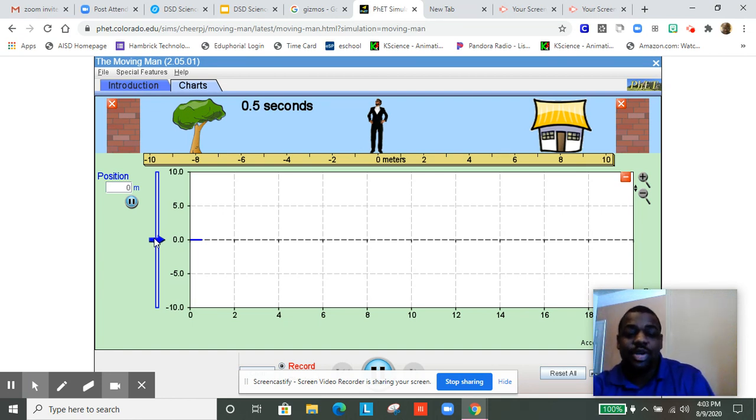You can tell your students to manipulate the man's movement by using the blue arrow. Okay, so let's say you want him to advance 5 meters. You can just hit the arrow up to 5 meters, and the man will start his movement to the 5 meter mark. Okay, notice what happens to the graph.